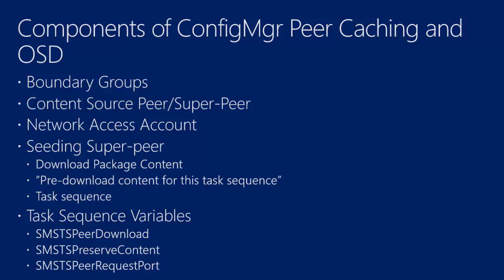The next one, pre-download content for this task sequence. This is a step or an option, if you will, that you can configure on the deployment specifically of a task sequence. So what this does is it will evaluate a task sequence as soon as it arrives and begin downloading required content. So this one's interesting because prior to this, the only way that we would get content downloaded beforehand is if a given deployment were required, right?